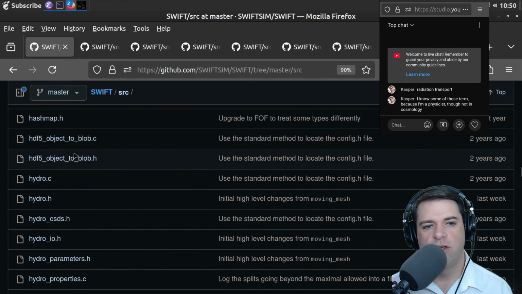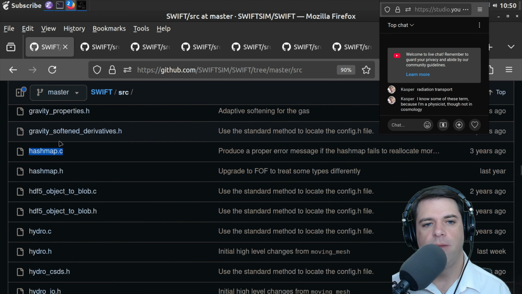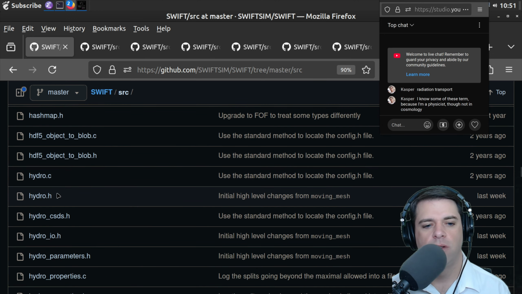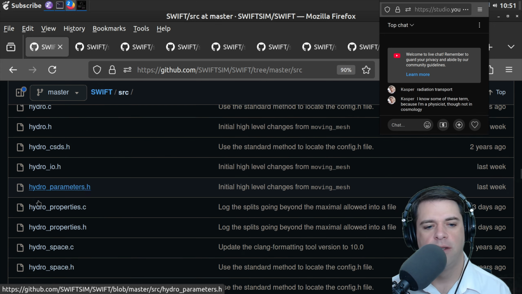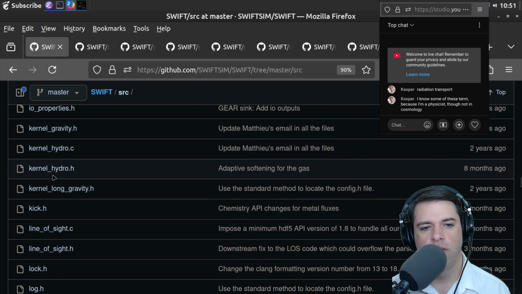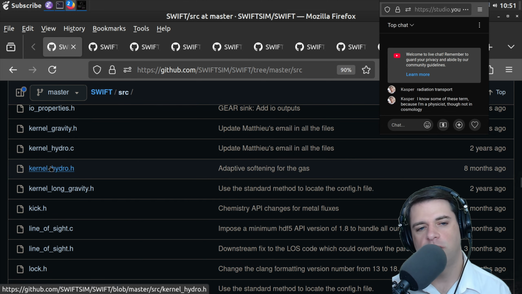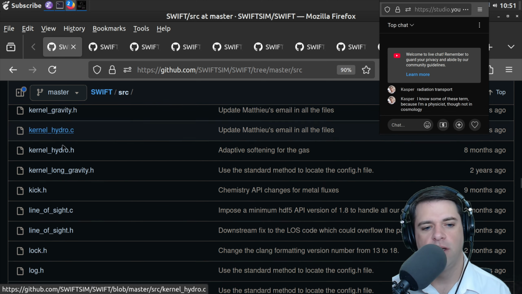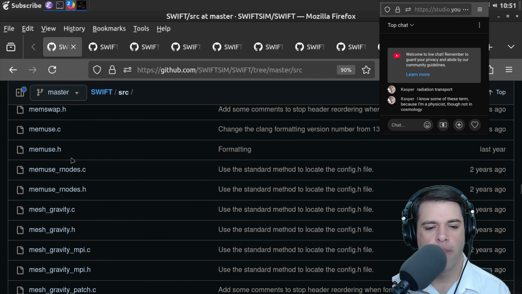And we see some other stuff like hash map. So this is kind of a mix of physics stuff and also data software stuff. Might as well look at the hydro header. Hydro space, inline, intrinsics, kernel hydro. Yeah, sure, we'll look at kernel hydro. We'll look at kernel gravity. And I'm going to look at these pretty quickly.